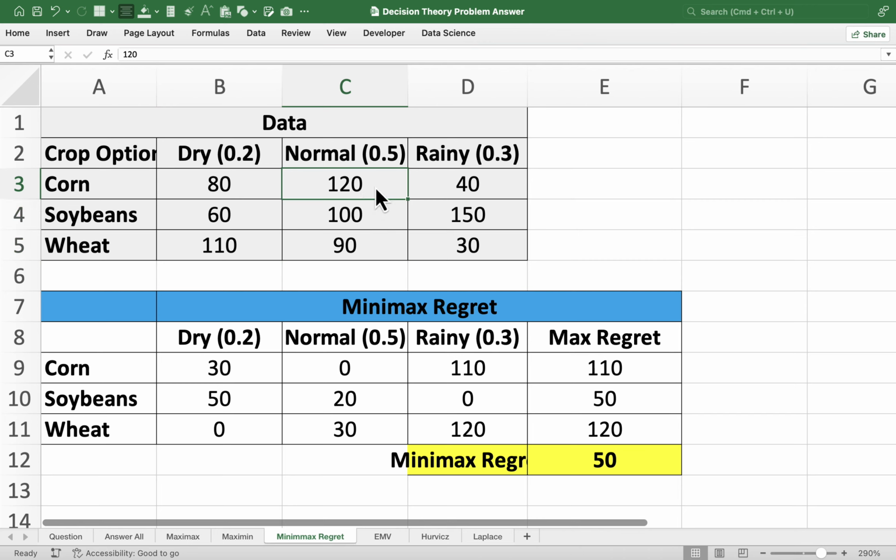So 120 minus 120, that will be 0. 120 minus 100, that will be 20. So we have here 20. 120 minus 90 is equal to 30.